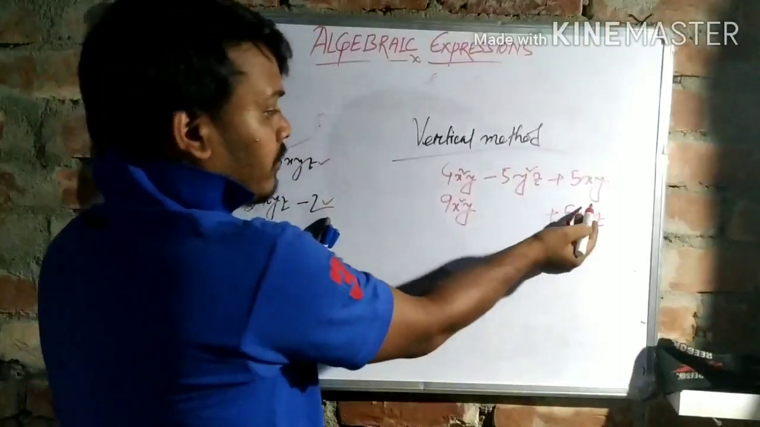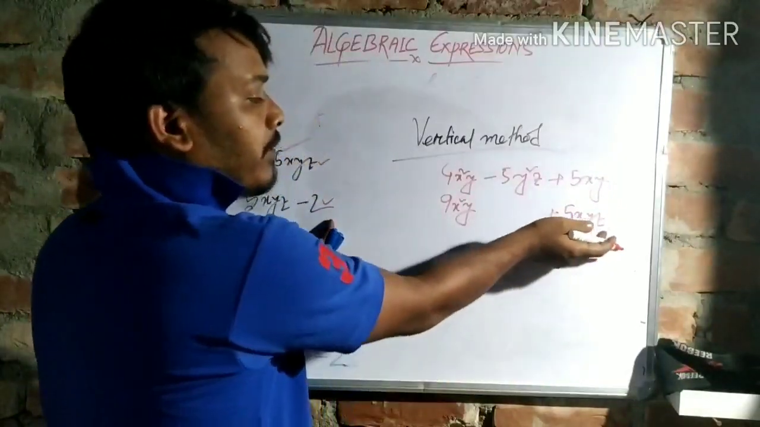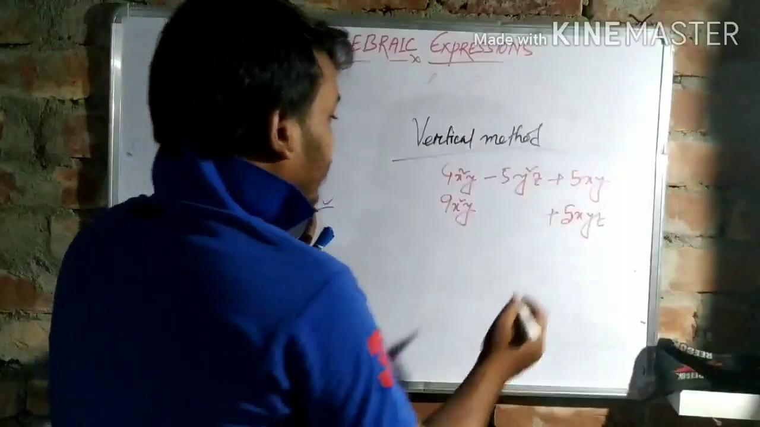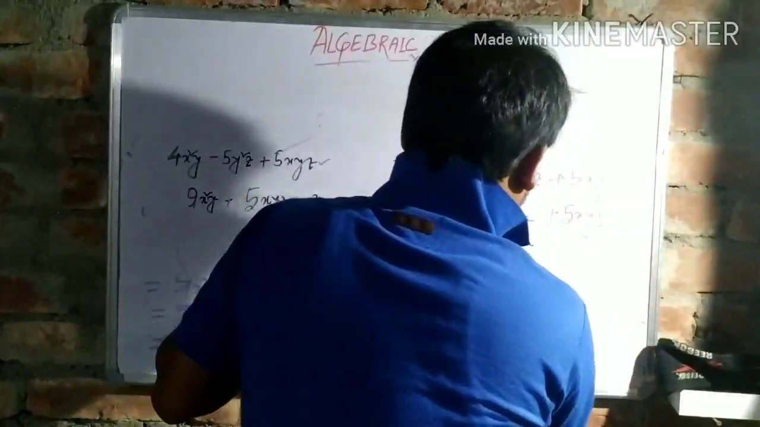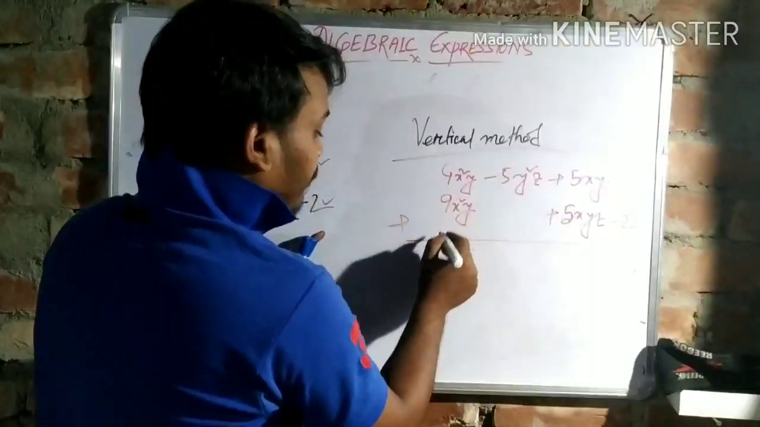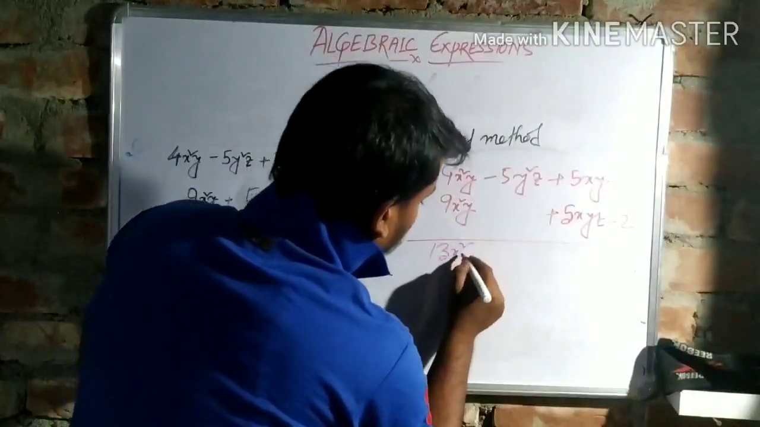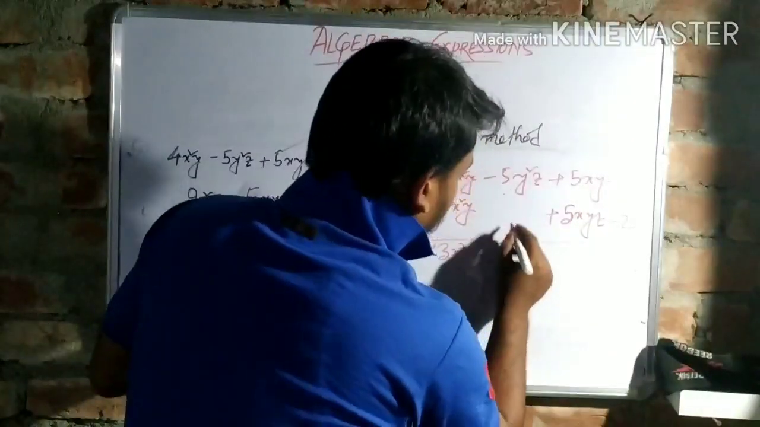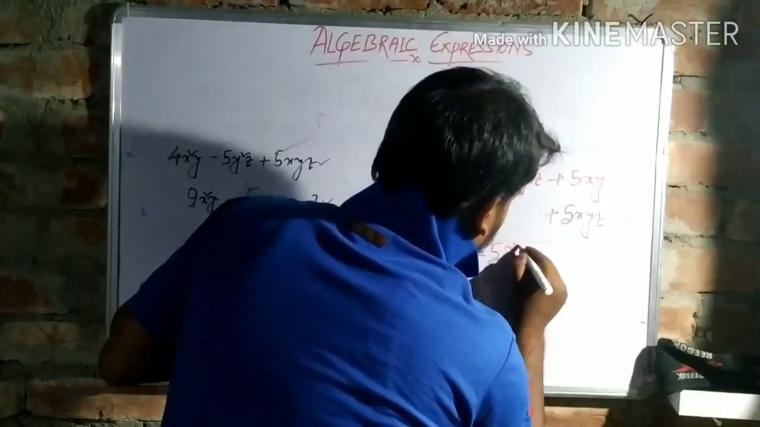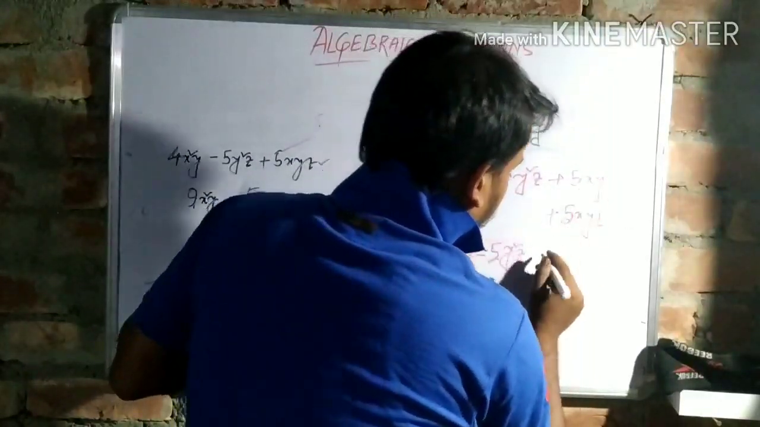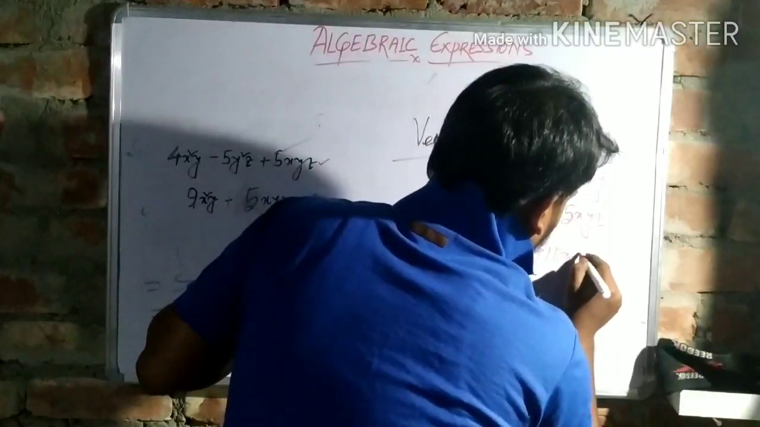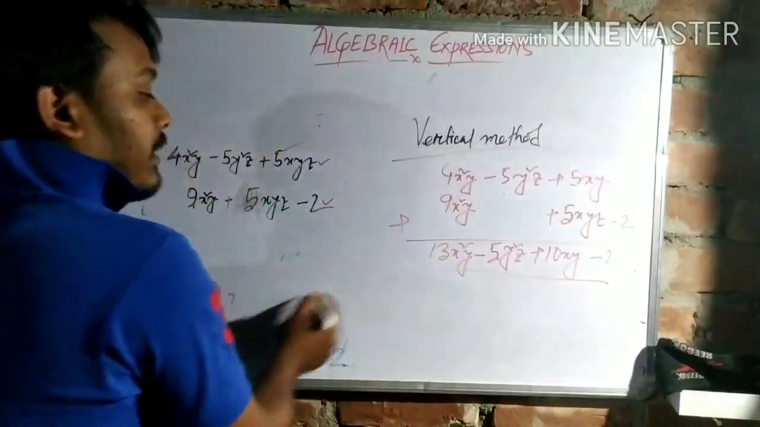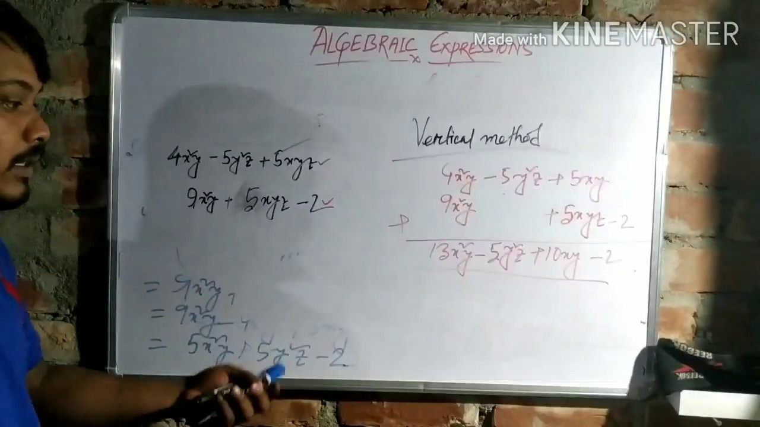Minus 2 is not there previous of plus 5xyz. So extra terms we write at the last. So minus 2 we write at the last, then add the values. So 9 plus 4 is 13x square y, minus 5y square z goes down because there is no value to combine with y square z. 5 plus 5 is 10xyz, and minus 2 goes down. So it is the answer. In this way also we get the same answer.